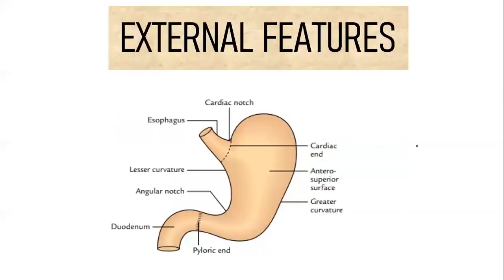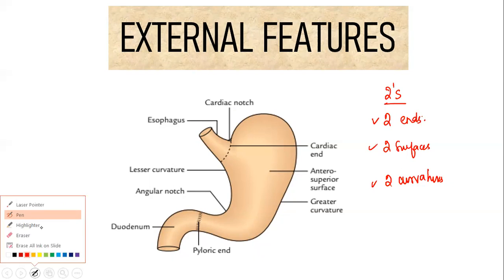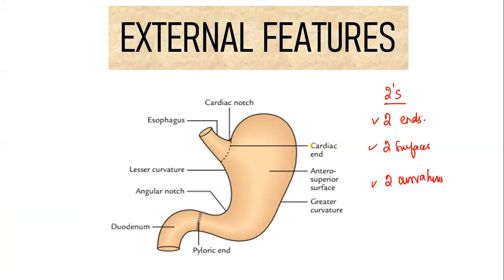The next one is the external features. Here we are going to have the rule of 2's. Okay, this is my own rule. You have got 2 ends, 2 surfaces, 2 curvatures. So if the organ is given to you, what are the external features that you appreciate? You appreciate 2 ends, 2 surfaces, and 2 curvatures. What are the 2 ends? You have got the cardiac end and the pyloric end. So these are the 2 ends.